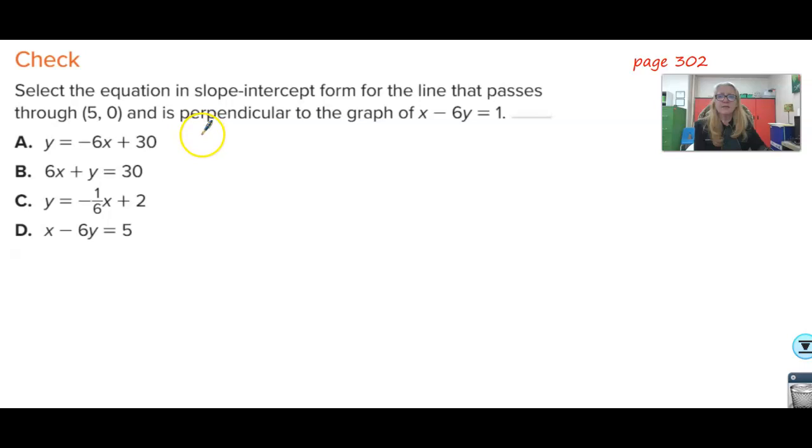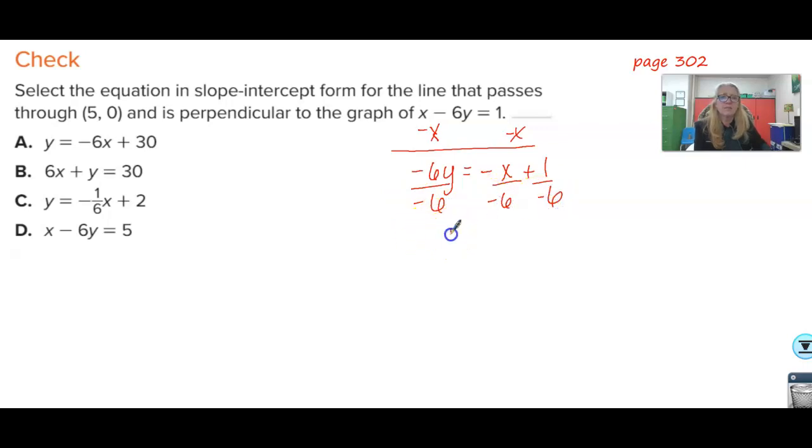Okay, select the equation in slope-intercept form for the line that passes through that point and is perpendicular to the graph of this. Well, this is not in slope-intercept form, so we've got to fix this. I'm going to subtract x from both sides. That looks like a y. It's an x. Now it looks like a stick man. Which gives me negative 6y equals negative x plus 1. Then we're going to divide every single term by negative 6.